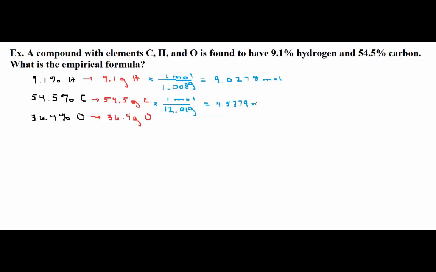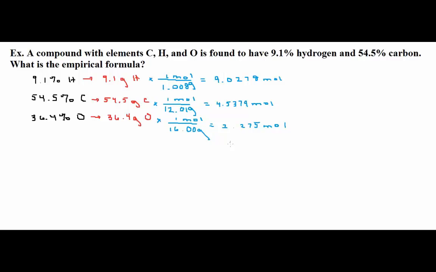and my units are moles again. Finally, when I do this with oxygen, 1 mole, and what I get is 2.275. I didn't round this at all, so that's why I only have 3 decimal places.